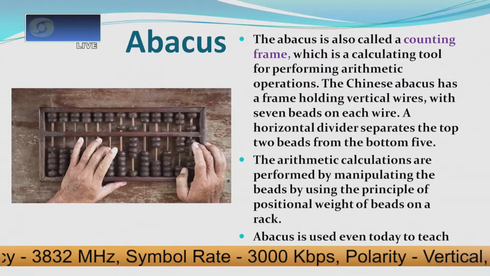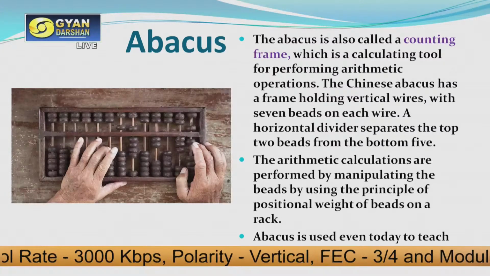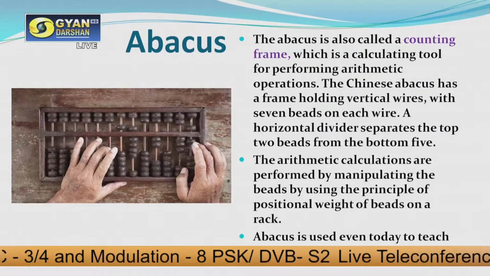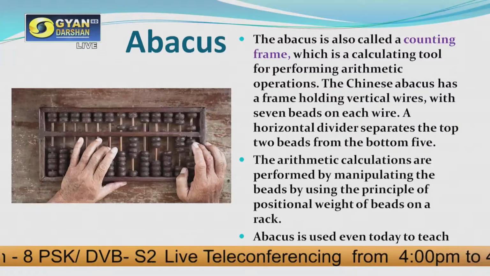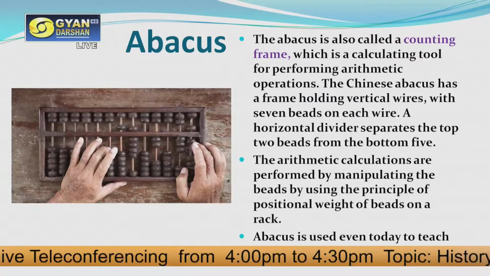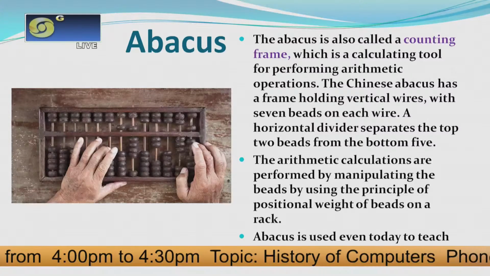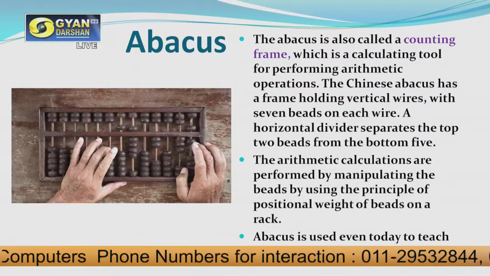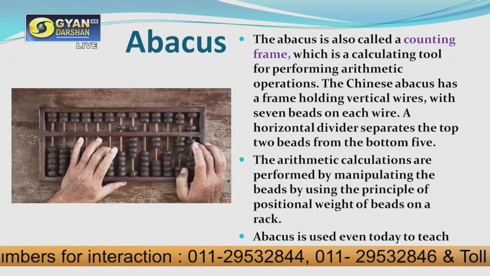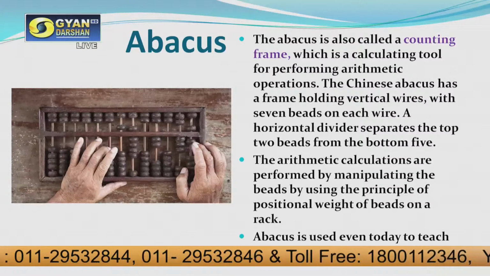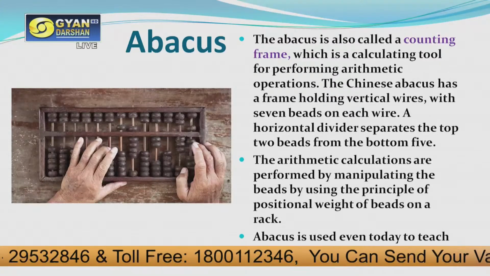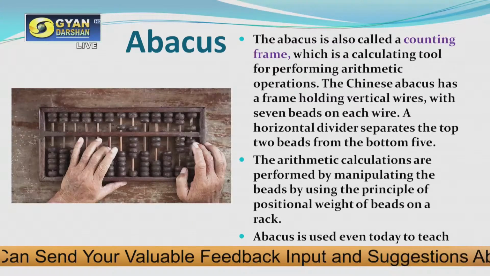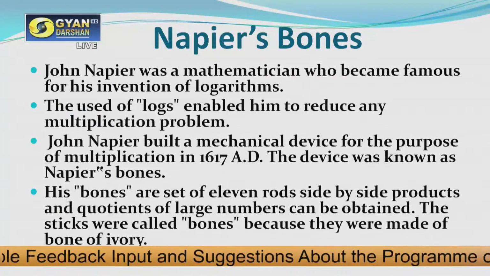vertically, and then there are certain beads. It was made of wood, or even metal nowadays. So the Chinese abacus has a frame holding vertical wires, you can see, with 7 beads on each wire. The lower part of the frame consists of 5 beads and the upper part consists of 2 beads, and there is a slight wooden separation, or you can call it a divider, which separates the top 2 beads from the bottom 5. So the arithmetic calculations are performed by manipulating the beads using the principle of positional weight of beads on a rack.